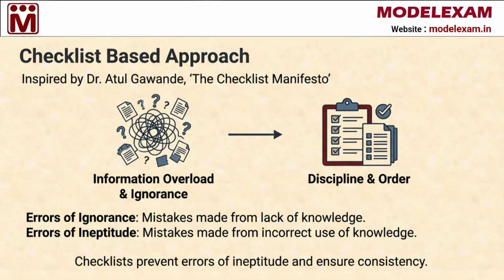We must distinguish between two types of errors. Errors of ignorance are mistakes made because we simply did not know enough. However, errors of ineptitude are worse. These are mistakes made because we did not use what we knew correctly. Checklists are the best way to prevent these errors of ineptitude and ensure consistency.